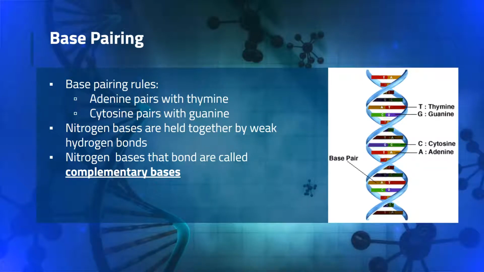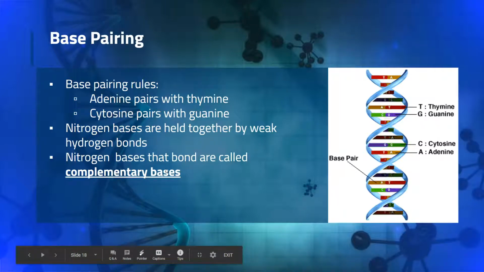If you take a look at this picture on the side, you will see that every time we have an adenine right here, we have a thymine on the other side of it. Every time we have a cytosine, we have a guanine on the other side of it. A pairs with T, C pairs with G, A pairs with T, so on and so forth.